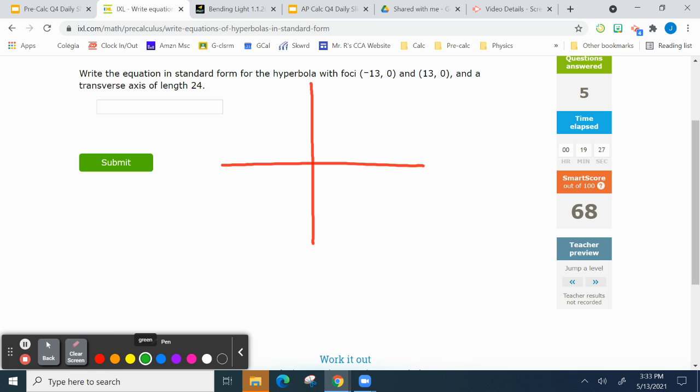And where are they? They are at -13, 0 and at 13, 0, and a transverse axis length of 24. So first thing is we know the center has to lie directly between the two foci, just like it has to lie right between the two vertices, right? So the center has to be 0, 0. So we've already got h equals 0 and k equals 0. And now we got to figure out everything else.